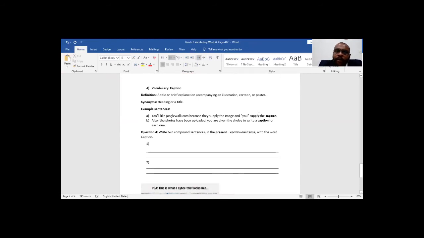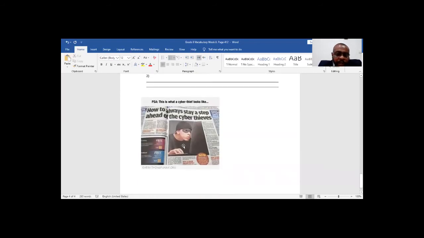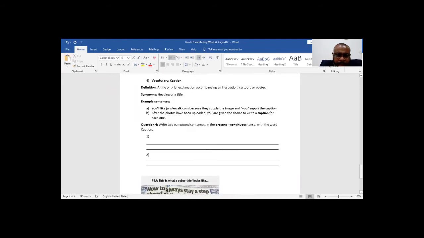So think of a heading or a title. So whenever you think of a caption, you will always have a picture, and then you will have a heading or words that will tell you something about that picture. Again, synonyms for this are heading or titles. And how do you use it in a sentence? I have 2 example sentences here. The first one says, you'll like junglewalk.com because they supply the image and you supply the caption. So they will give you the picture and you will add the words that will accompany the picture.